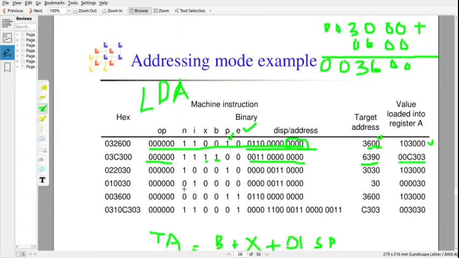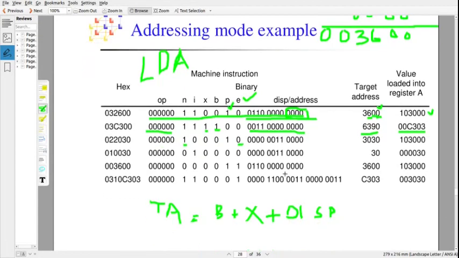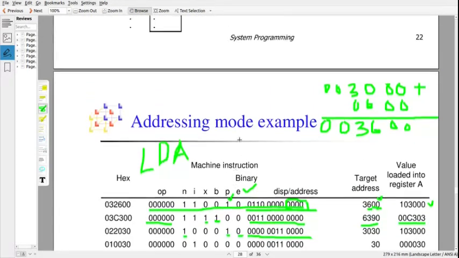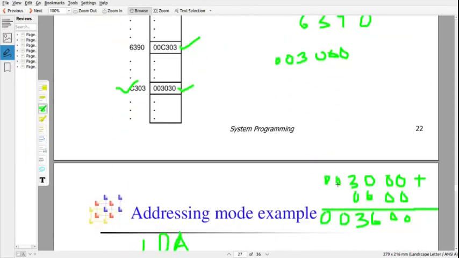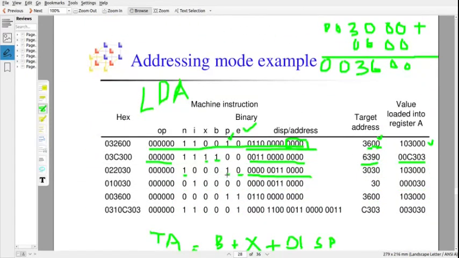The next one is n is equal to 1 and e is equal to 0. So format 3, but indirect addressing mode. Look at here, this is very important. In this case, the displacement is 0, so p is also 1. So the program counter value we need to check. Program counter is 0, 0, 3, 0, 0, 0. The next one is, yeah, it is an indirect.